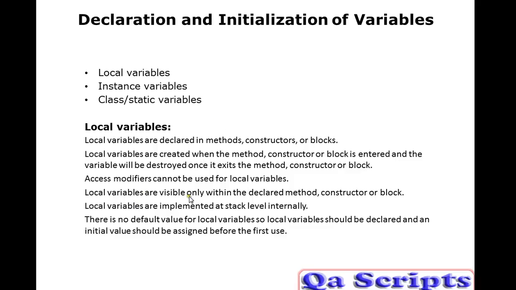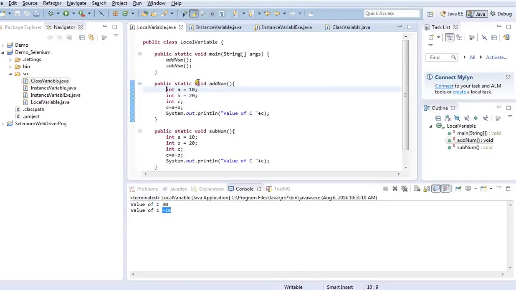Local variables are visible only within the declared method, constructor or block. That is what we have seen, and there is no default value. We cannot just declare the variable; we have to have at least some value assigned before first use. This is all about local variables.